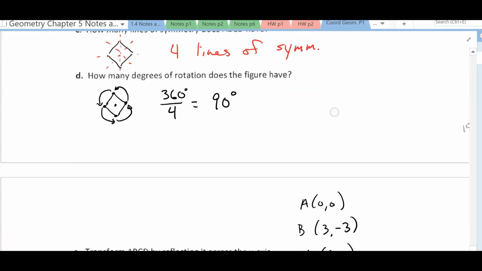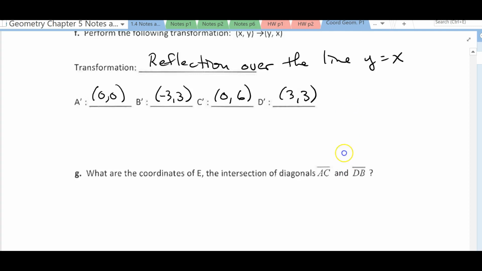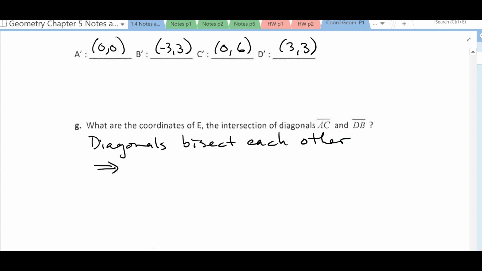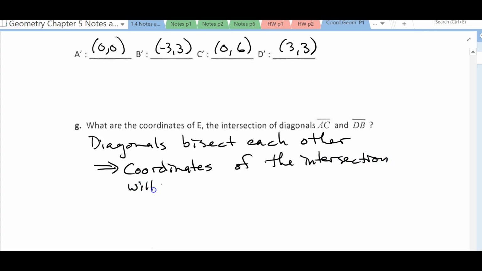Alright, and then moving on to the last part. Part G, what are the coordinates of E, the intersection of the diagonals AC and DB? Well, in a square, the diagonals bisect each other. So what that means is that the coordinates of the intersection will be the midpoint.